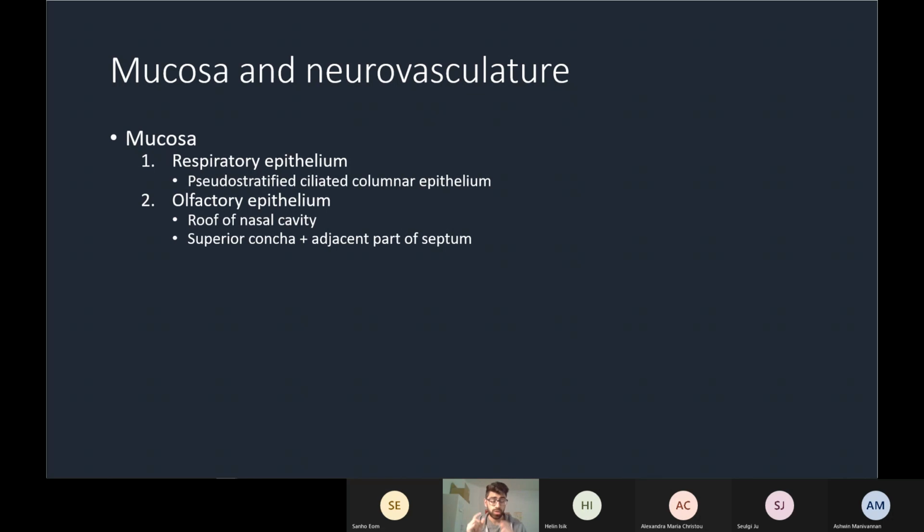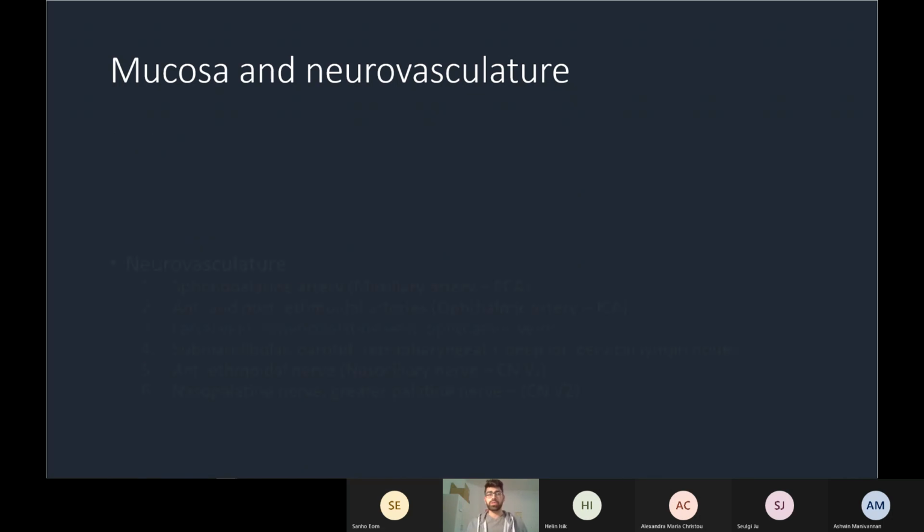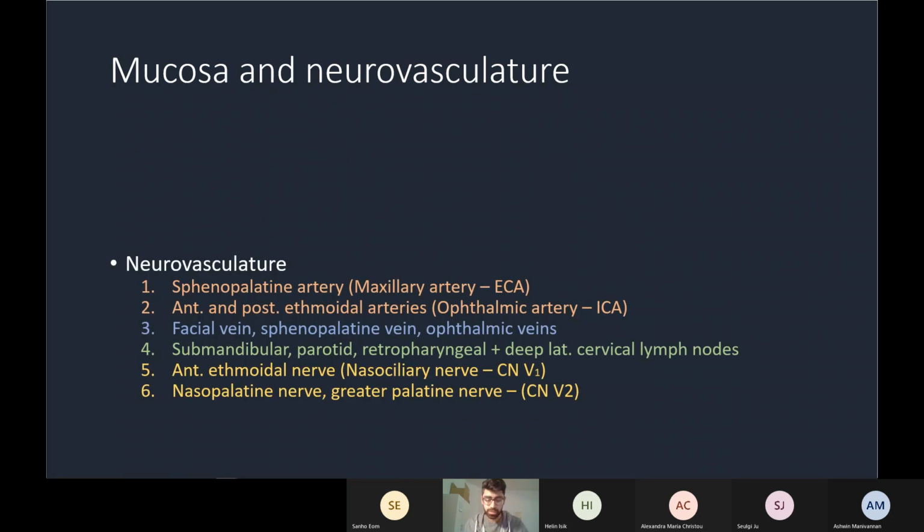There is a small section, however, of the mucosa which is called olfactory epithelium, and this is located in the roof of the nasal cavity, the superior nasal concha, and the adjacent part of the septum. So there's a very small area, and this is obviously specialized tissue. We find olfactory nerve endings here, and this is where smell is detected. Our sense of smell comes from here. But you'll learn this more when you study the cranial nerves. Okay, so that was the mucosa, then the neurovasculature. You'll see at every part of this splanchnology book, at the end of every organ system, a little section on arteries, veins, lymph, and nerves.